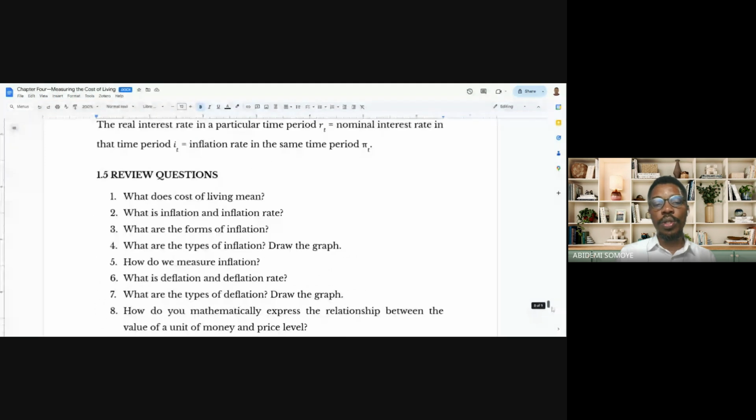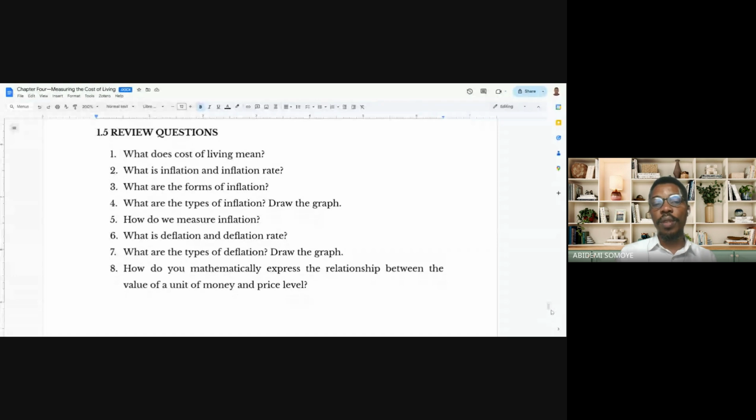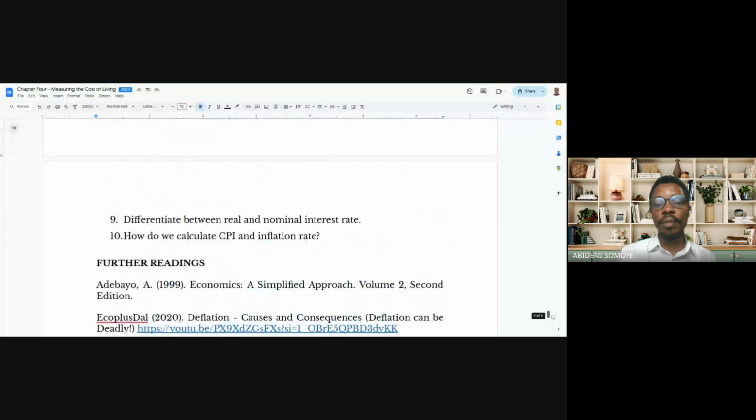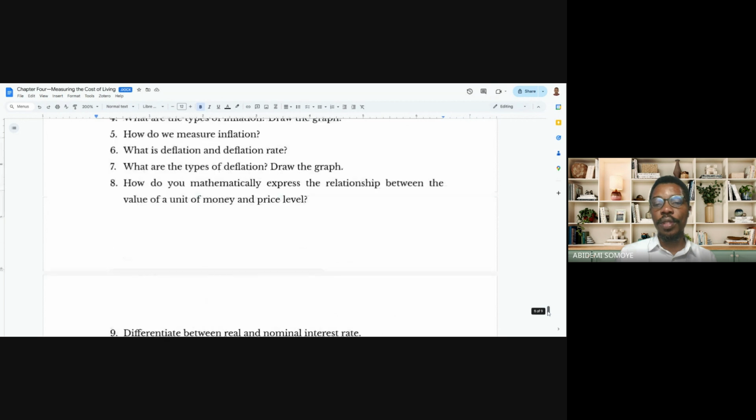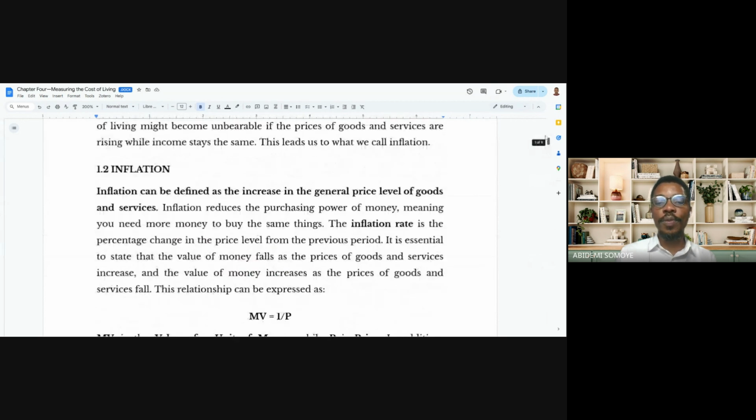So you have review questions: what does cost of living mean? What is inflation and inflation rate? What are the forms of inflation? What are the types of inflation? How do we measure inflation? What is deflation and deflation rate? What are the types of deflation? Draw the graph. How do you mathematically express the relationship between the value of a unit of money and price level? These are the references. Also differentiate between real and nominal interest rate, and how do we calculate CPI and inflation rate. All right, so this is it for this chapter.